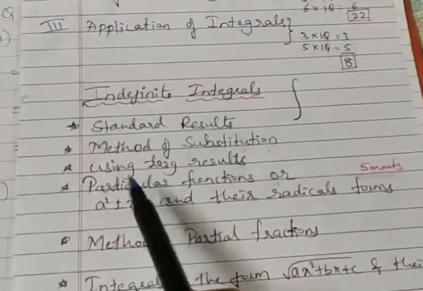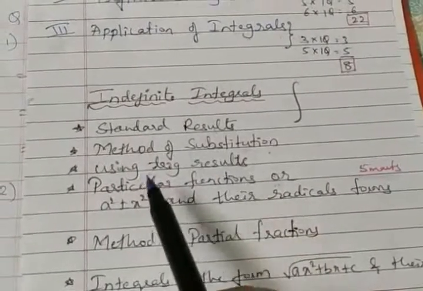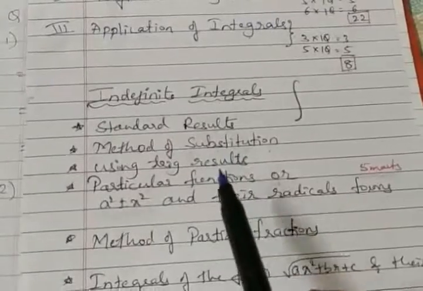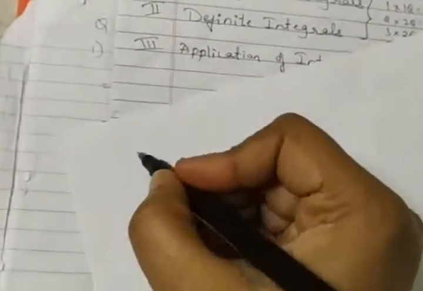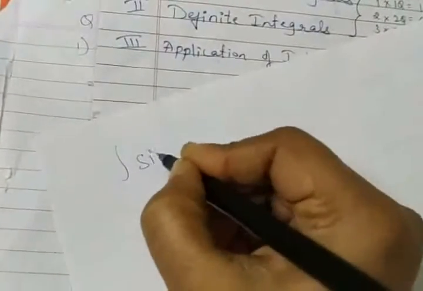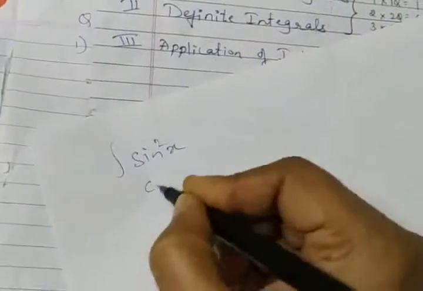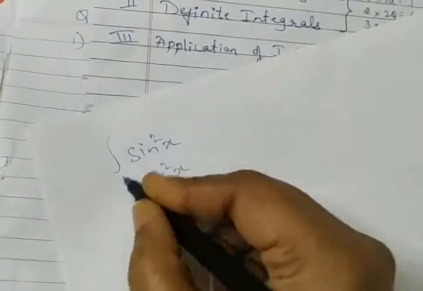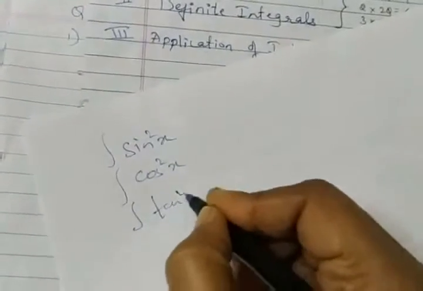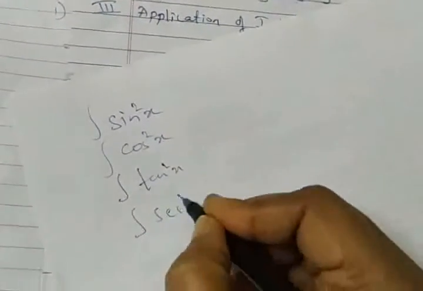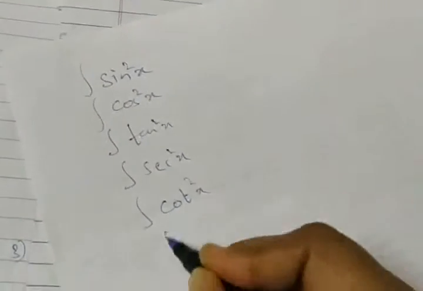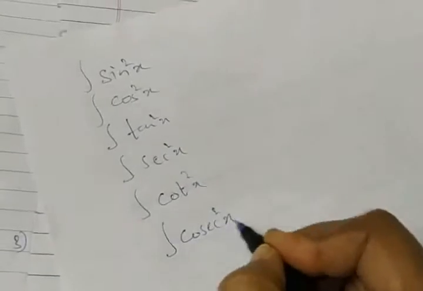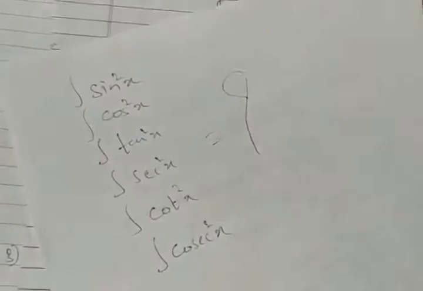Normally, when we say using trigonometric functions or using basic trigonometric identities, the main target here is integration of sine square x. Similarly, cos square x. Then I can go for integration of tan square x, integration of secant square, integration of cot square, integration of cosecant square x. How to integrate these functions?